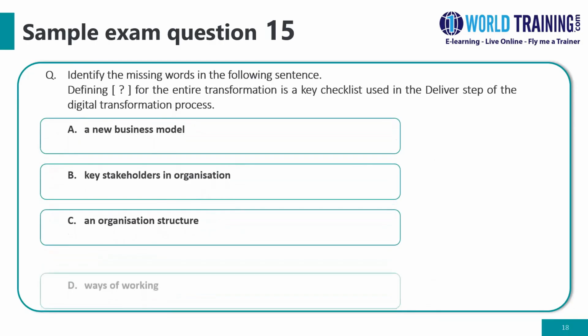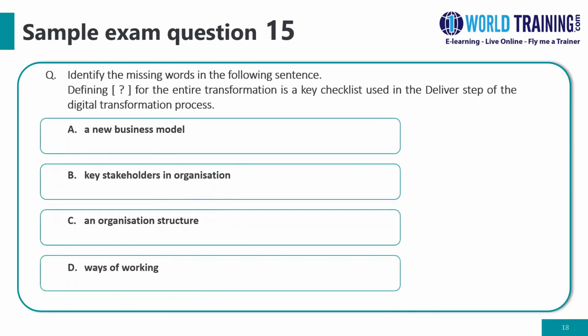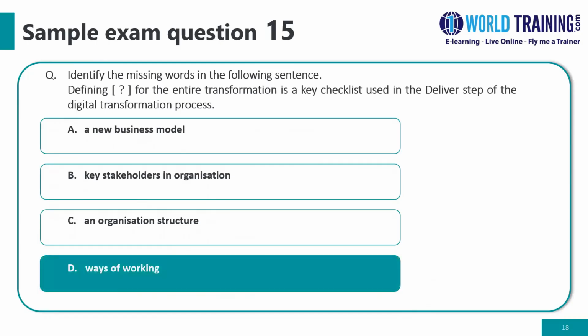Number 15, identify the missing words in the following sentence. Defining dash for the entire transformation is a key checklist used in the deliver step of the digital transformation process. The correct answer is defining the ways of work or ways of working is a key checklist used in the deliver step of the digital transformation process.